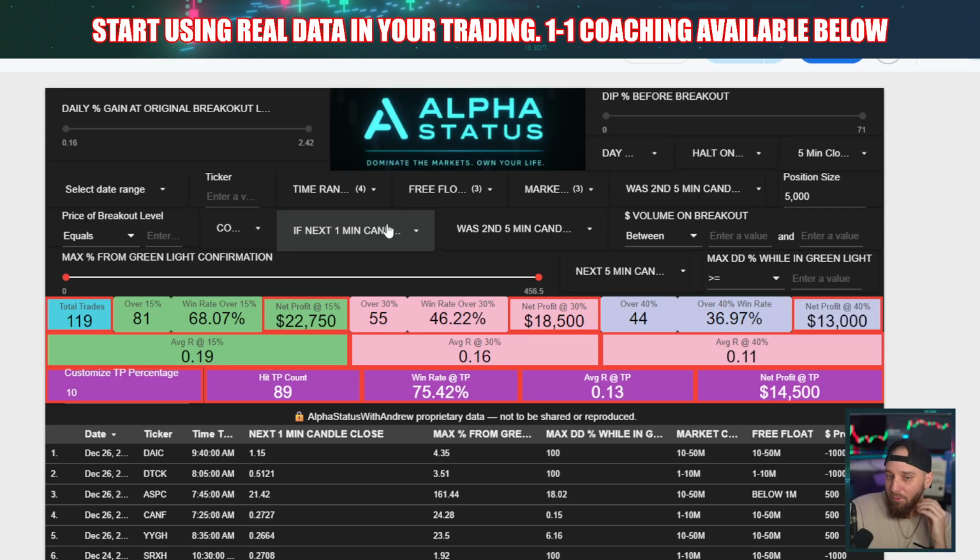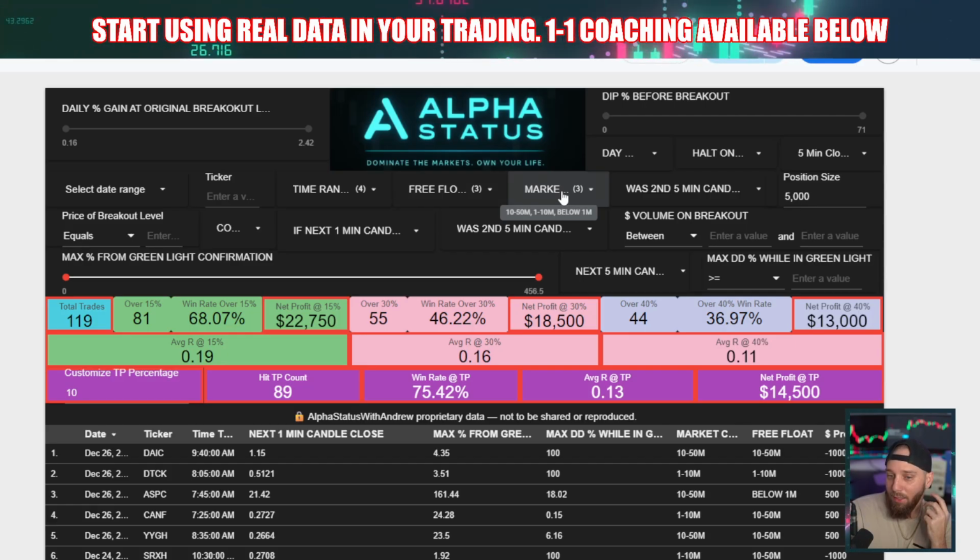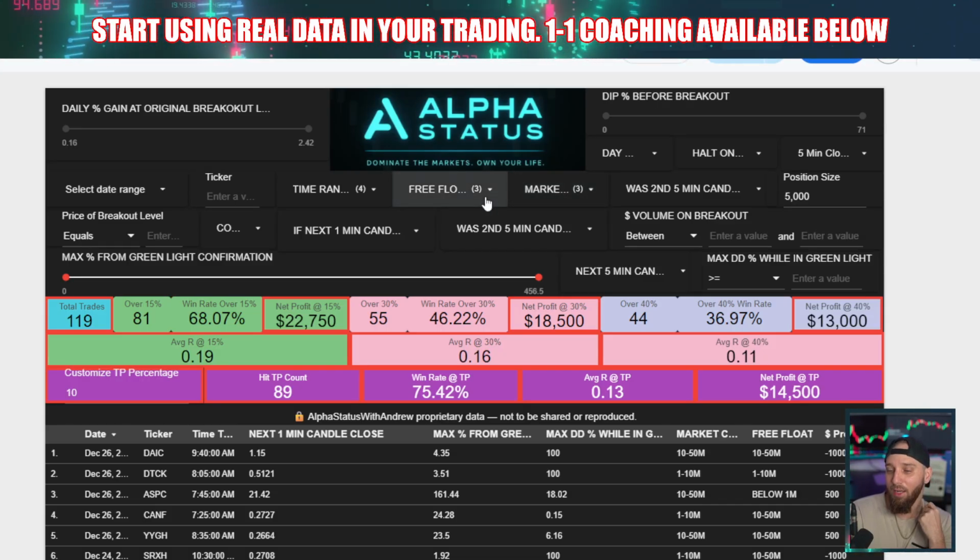Now, with that being said, for the green light special breakout, we got the time frame, we got the free float, we got the market cap. But again, the most important thing is those next 1 minute candles closing green. It has the massive direct correlation to win rate. So don't forget that. The 1 minute candle has to be trending green into the breakout, and the next 1 minute candle has to close green as well.